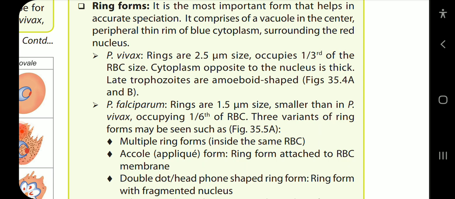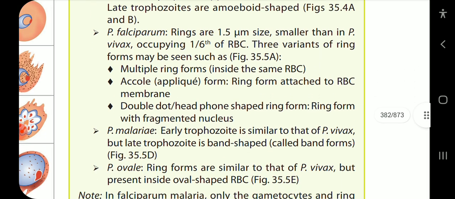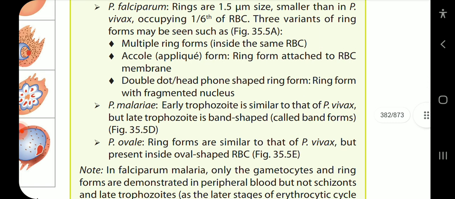Plasmodium falciparum rings are 1.5 micrometer in size, smaller than in Plasmodium vivax, occupying 1/6 of the RBC. Three variants of ring forms may be seen: multiple ring forms inside the same RBC, accolé form, a ring form attached to the RBC membrane, and double dot headphone shaped ring form with fragmented nucleus.